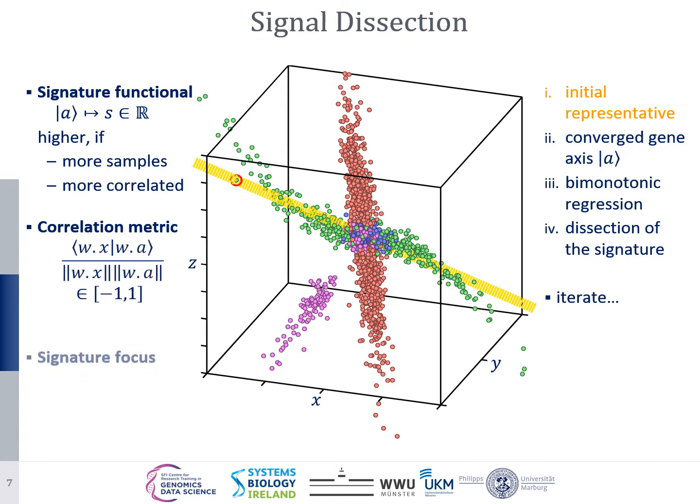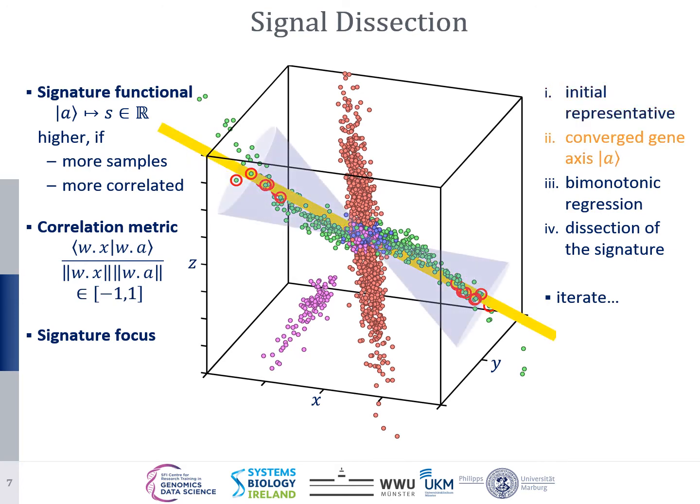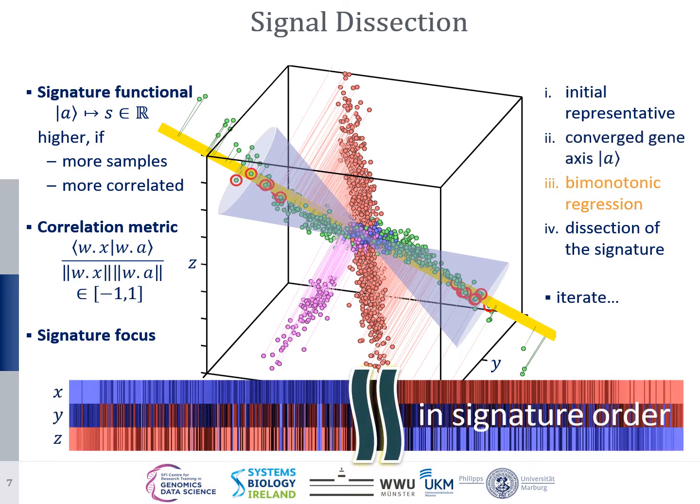All weights together I call the signature focus, and the signature focus and the final converged gene axis are now determined by locally maximizing the signature functional by taking additional representatives into account. Once I have this converged gene axis, I can project all sample points onto it to give me a direction-specific order of samples.